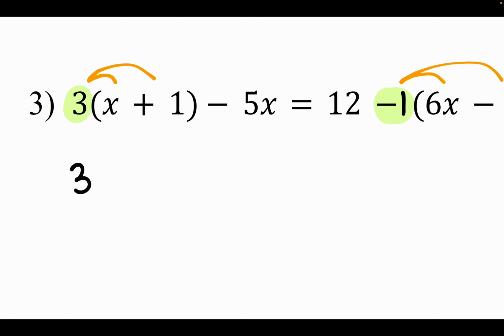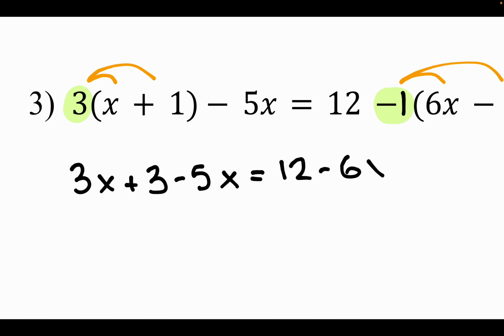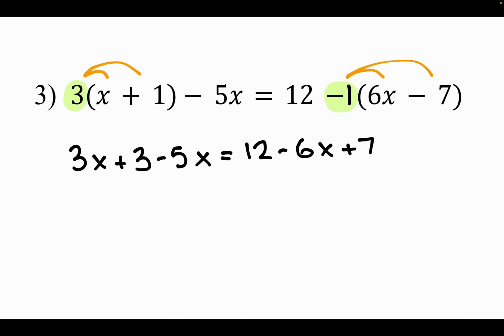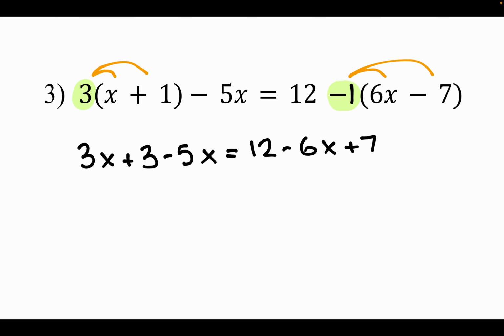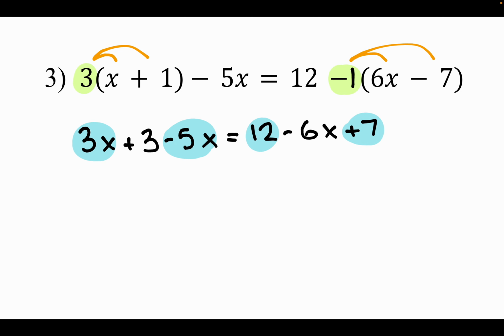That would turn the left into 3x plus 3 minus 5x equals 12 minus 6x plus 7. Okay, and again, before I start moving things around, I want to see if there's anything that's already on the same side that I can combine. So I see a 3x here and a minus 5x. Perfect. And then on the right, I see a 12 and a plus 7. So 3x minus 5x is negative 2x. I'm going to bring down my plus 3 equals, and then 12 plus 7 is 19 minus 6x.